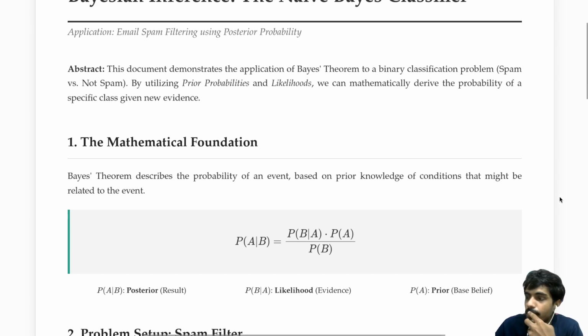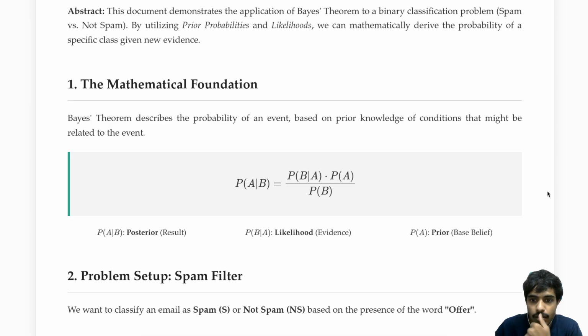So first is the theorem, right? Let's look at the formula. P(A|B) is what we want to find. We call this the posterior. It is calculated by multiplying the likelihood and the prior, where the likelihood is P(B|A) and the prior is P(A), and dividing by the total evidence. In simple English, new belief is equal to support for evidence times old belief divided by the total evidence, right?